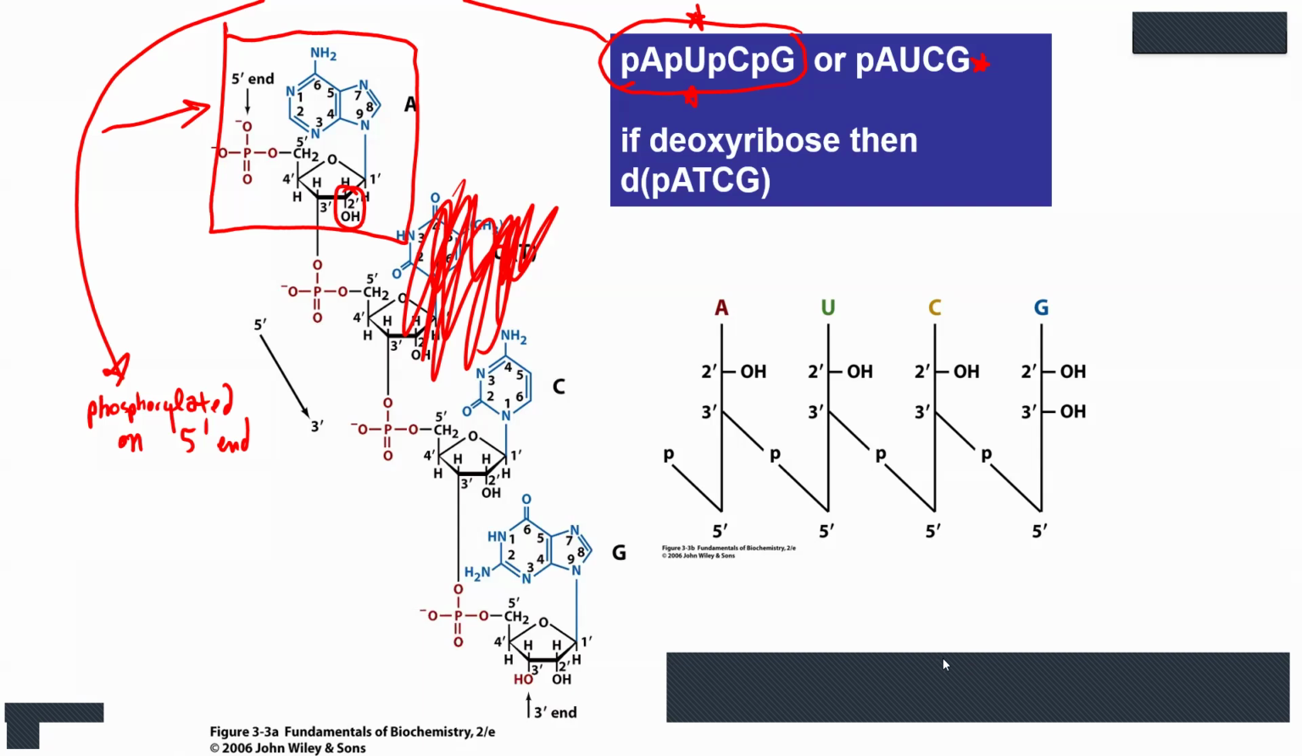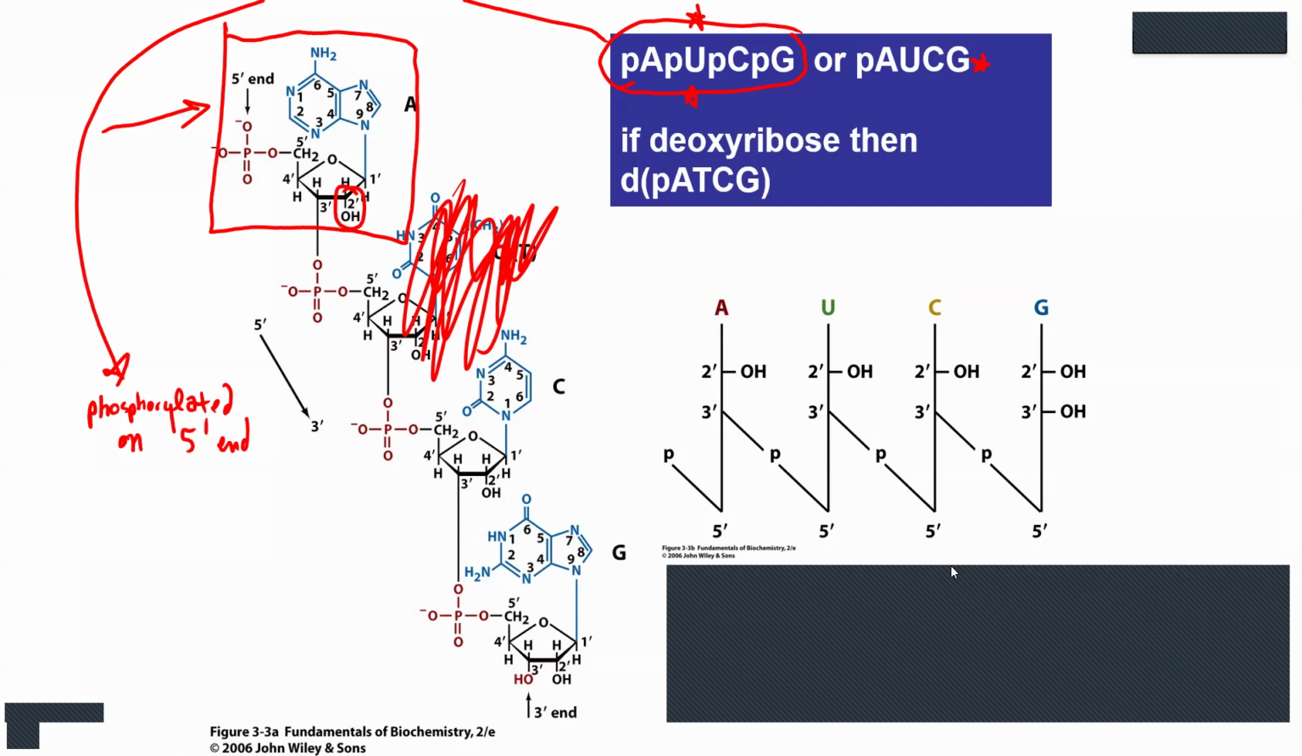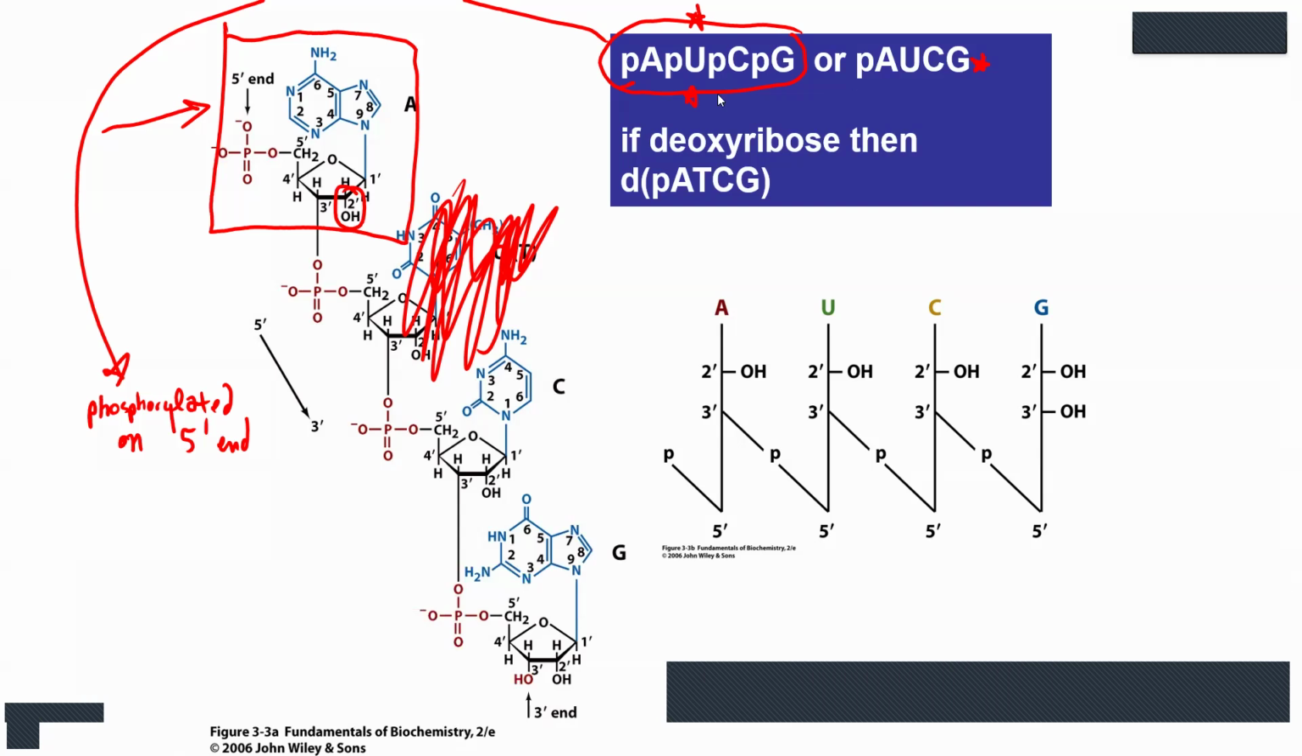Okay, so what we have here is this. This molecule right here is not phosphorylated on the 3 prime end. This lowercase p right here indicates that it's phosphorylated on the 5 prime end. So if I were to show you something like this, PACGTCP, this is phosphorylated on the 5 prime end and the 3 prime end.